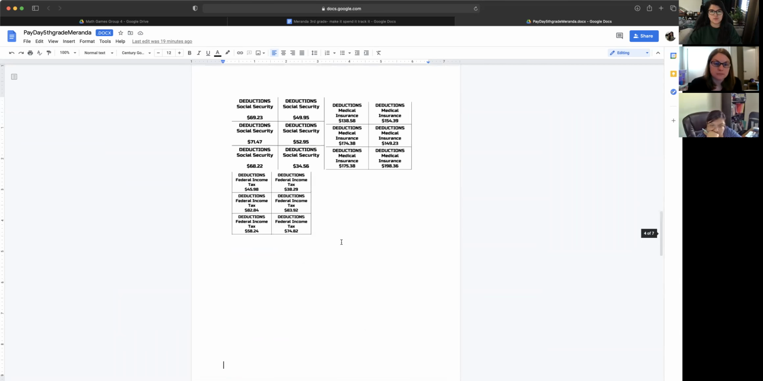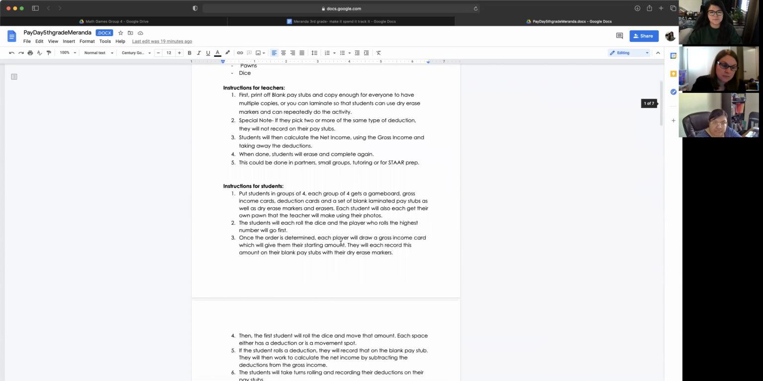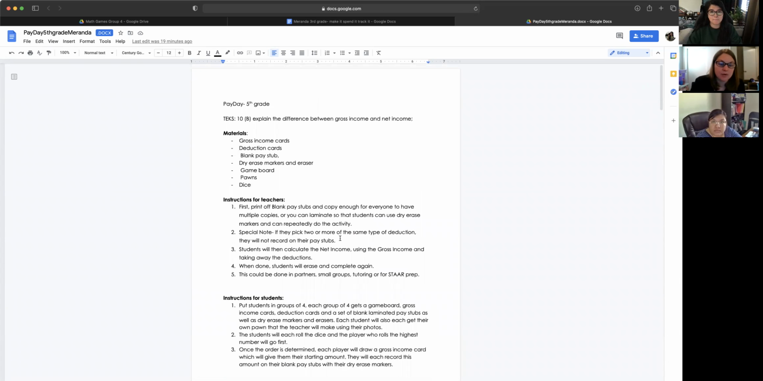So any questions or comments? Yeah, I like that it's a board game because I think that's more engaging for the students. I also like the idea of laminating it so you don't have to print multiple copies because that definitely makes it easier on us. Yeah, I like the idea that the pay stub provides a good visual of what they need to deduct to get the net income. Awesome, thank you guys.